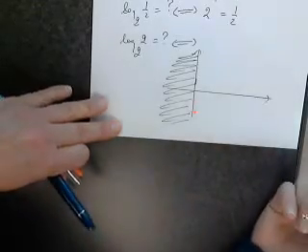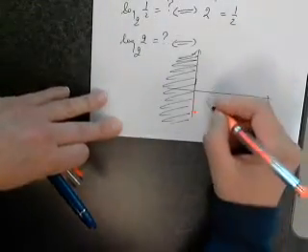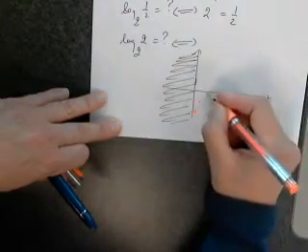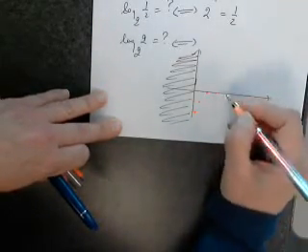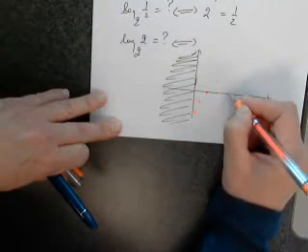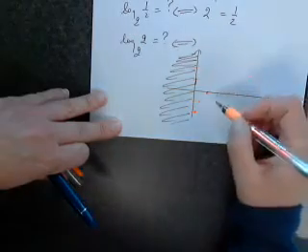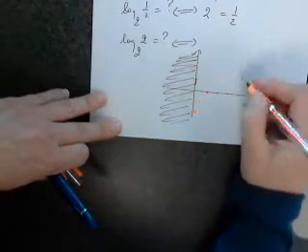Got it. Next ordered pair. Next ordered pair. Next one. Perfect. And 4, 2. 1, 2, 3, 4, right here.